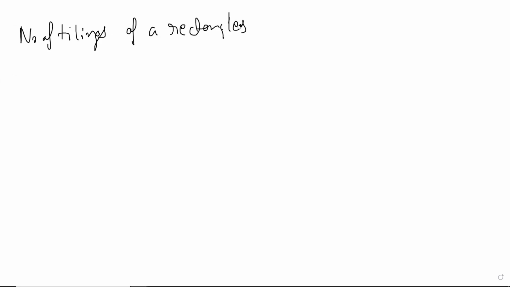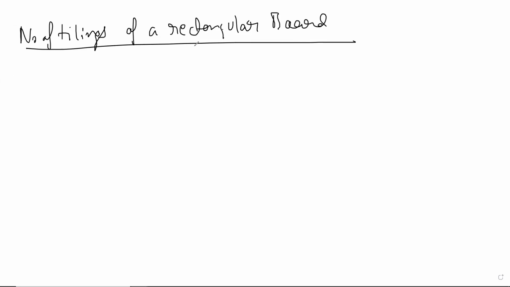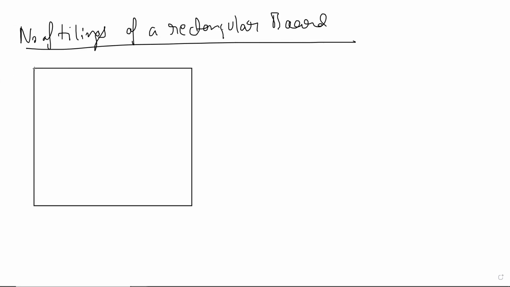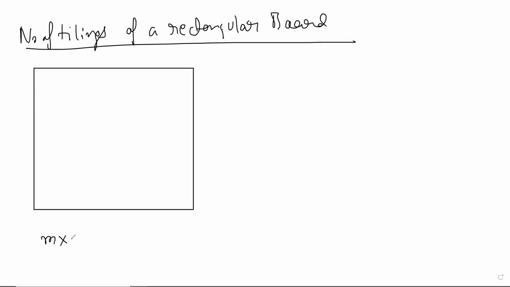Number of tilings of a rectangular board. So let us see. Let's say that we have an m by n board. Integer sided, sir? Yes. Integer sides. I mean m rows and n columns. Okay, sir.